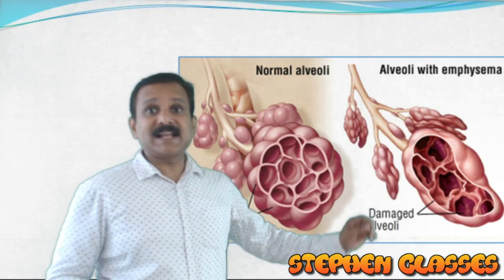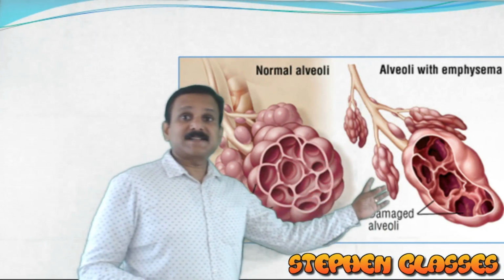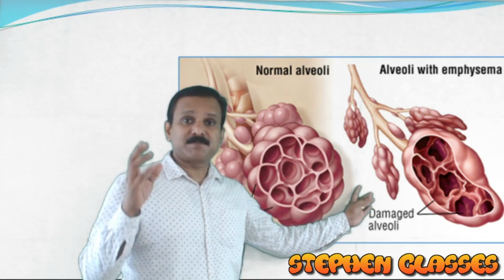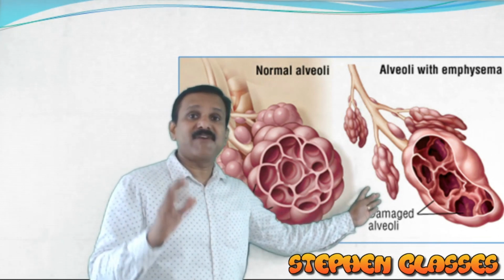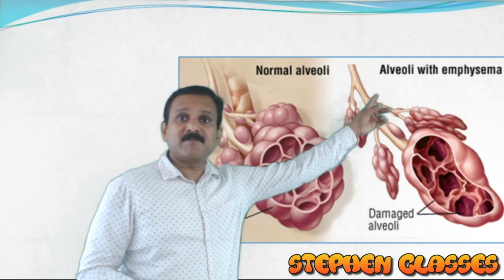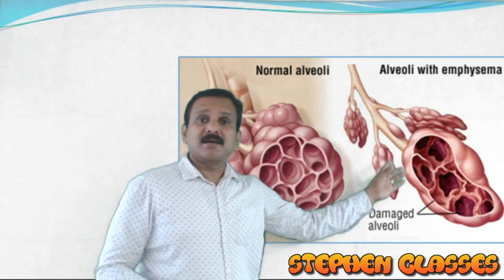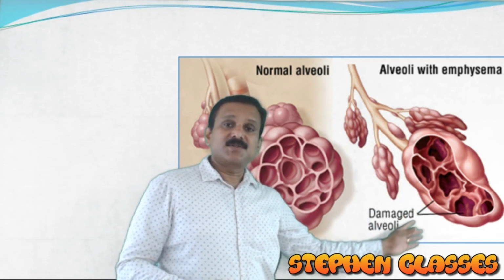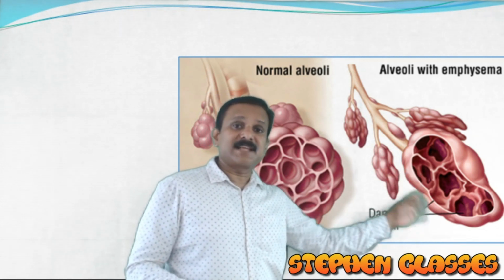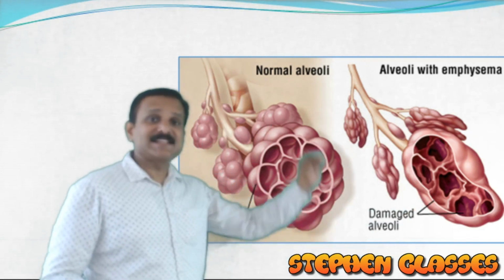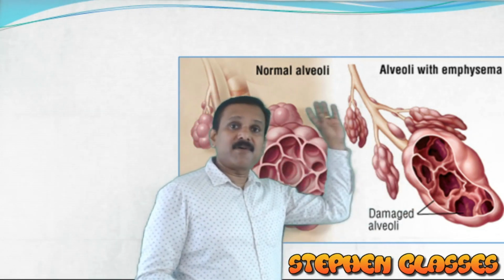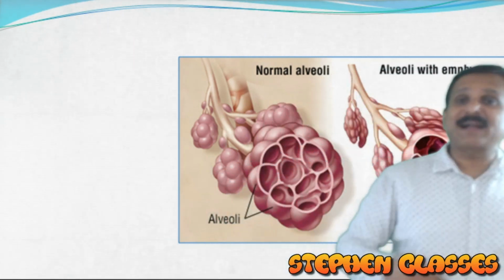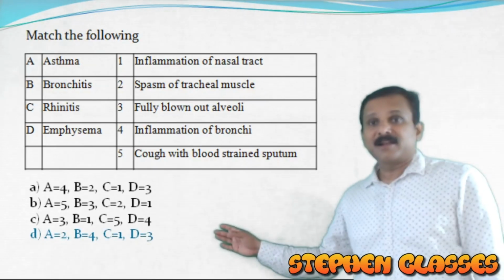So in this picture, you can see the emphysema that is caused in persons who are chain smokers. Chain smokers are mainly affected by emphysema. In them, the alveoli, their surface area will be reduced or damaged. So the respiratory surface is greatly reduced in the case of patients with emphysema. Chain smokers are mainly affected. Now moving back to the question, our answer is option D.